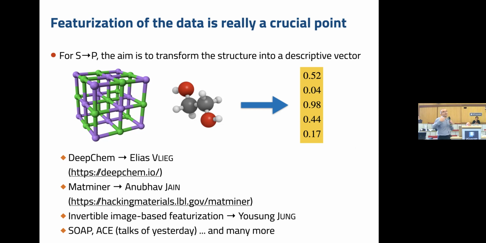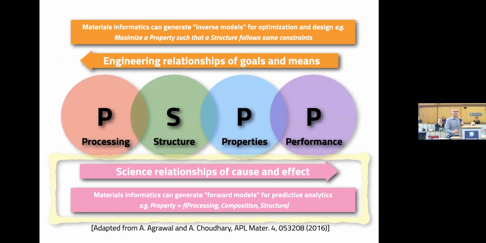And so there's a lot of featurization that has already been achieved and studied, different methods as far as images are concerned. In the talks of yesterday, we've heard about SOAP, ACE, and there are many more that I'm not able to cite now. So in this afternoon session, we'll first have several talks that will deal with this forward relationship that goes from the cause to the effect.